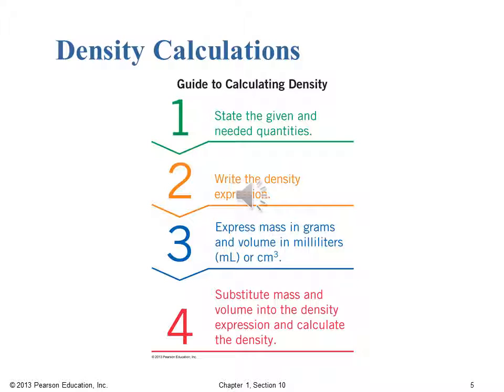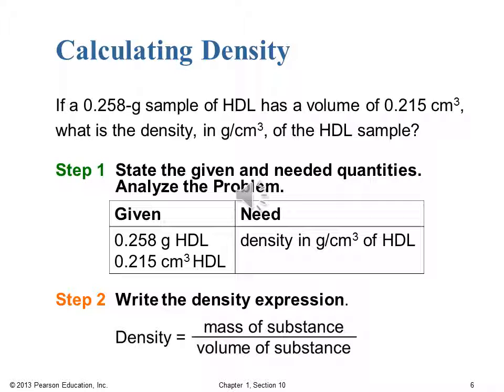And then finally, substitute mass and volume into the density expression in the way that we need to in order to calculate the density, or if we're given the density, in order to calculate the mass or the volume, whichever is missing. Okay, so looking at our first example problem with density, if a 0.258 gram sample of HDL has a volume of 0.215 cubic centimeters, what is the density in grams per cubic centimeters of the HDL sample?